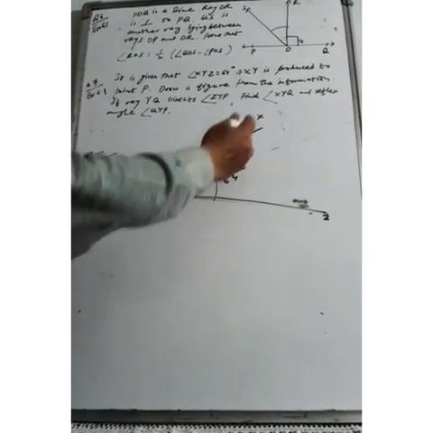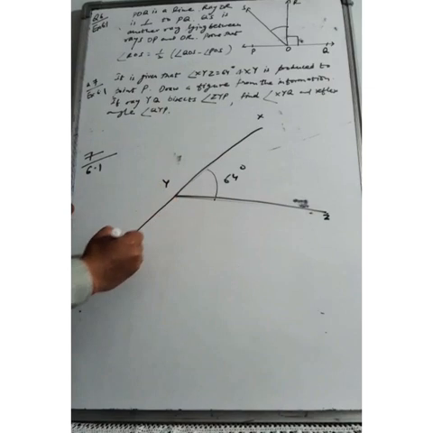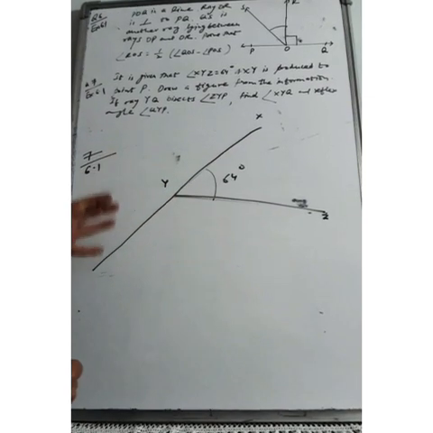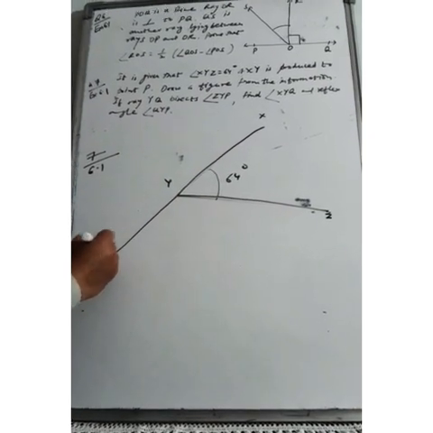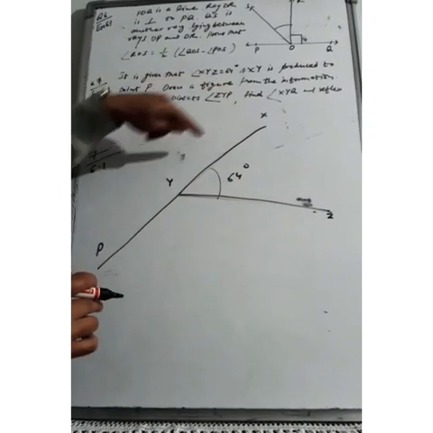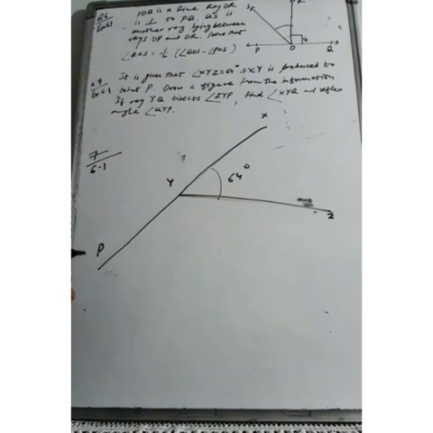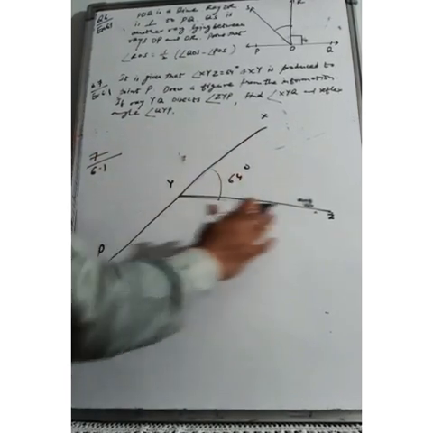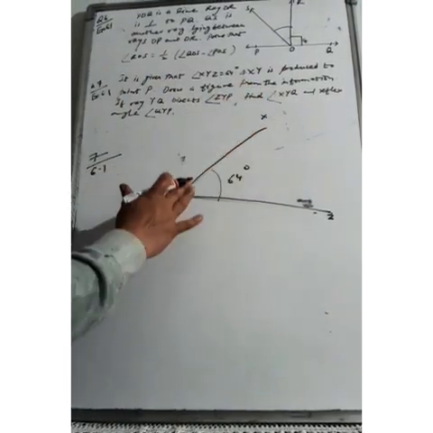Then XY is produced, as any line can be produced infinitely in any direction, but here up to the point P. So remember, if XY is produced up to P, that means X, Y and P are lying on the same line. Now this is the figure that we can draw from this information.